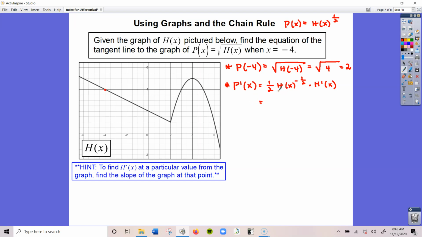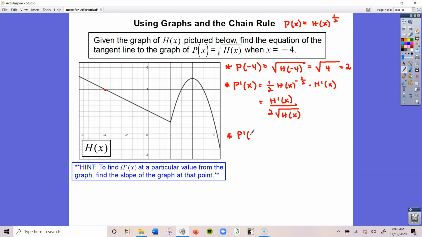Now let's rewrite this so we can find the derivative easier. The only thing that's going to stay in the numerator is the h prime, and in the denominator we have the 2, and we have the h of x to the -1/2, and because of that negative exponent, that's the square root of h of x. Now I'm ready to plug in the -4.